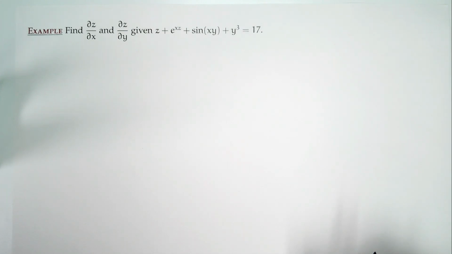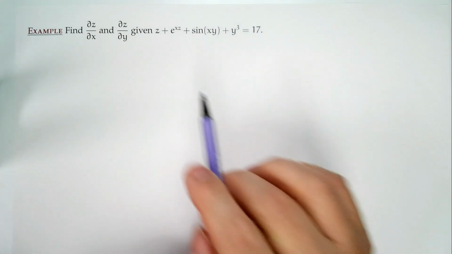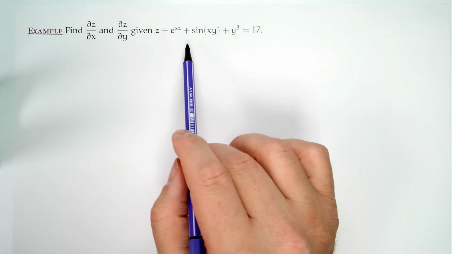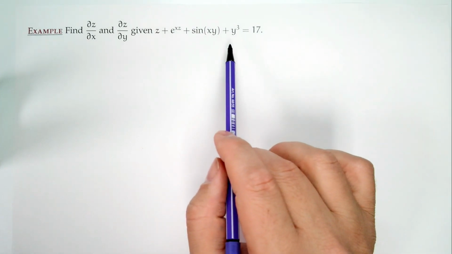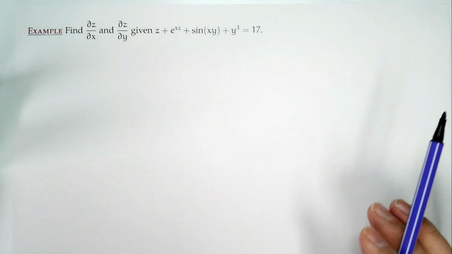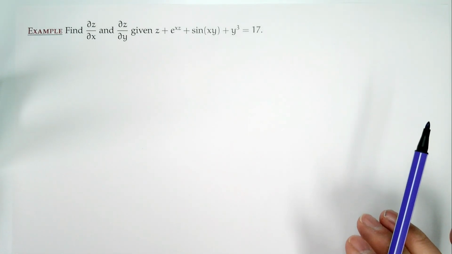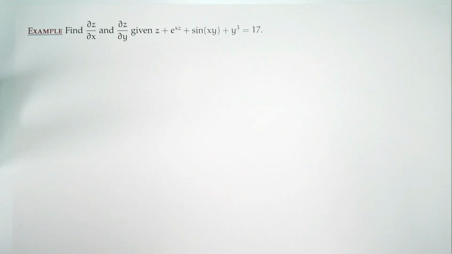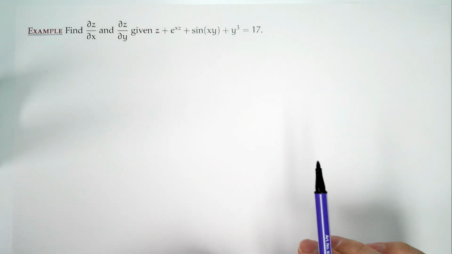Well, let's do an example. So what's the mindset? Remember what we have going in. Suppose we want to find partial z partial x and partial z partial y, given that we have this relationship: z plus e to the power xz plus sine of x times y plus y cubed equals 17. Look, right now, it's hopeless. Hopeless. You're never going to be able to solve for x or for y or for z as a function of the rest. There's just no way to do it.